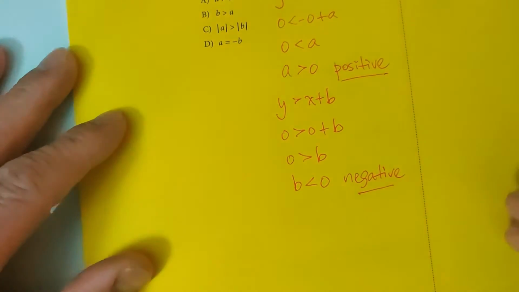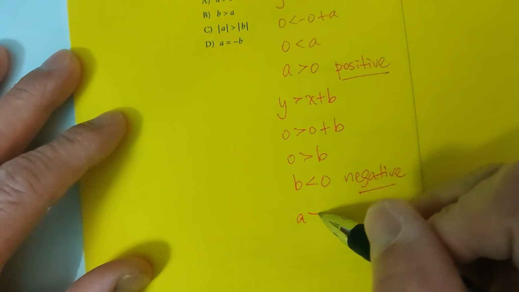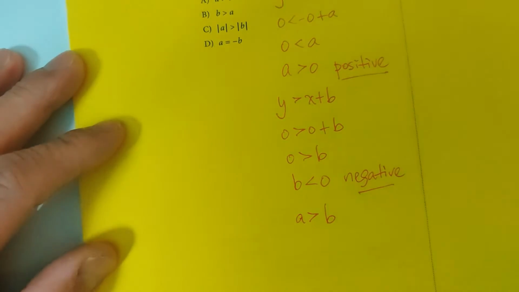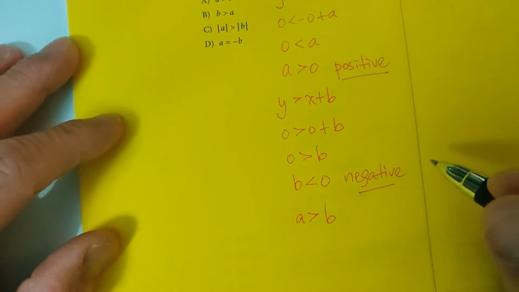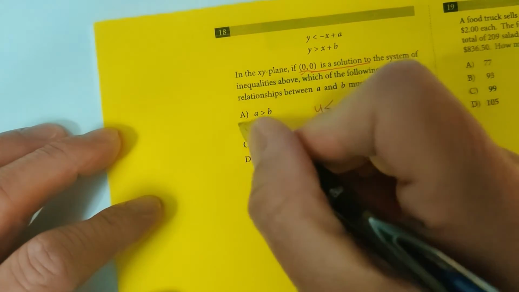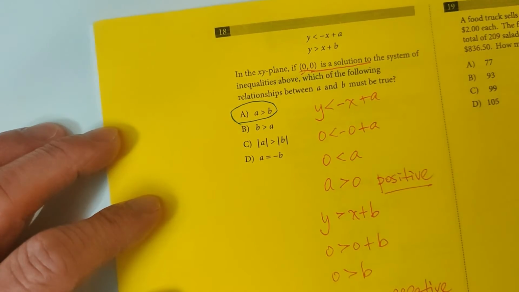So what does that mean? a has to be greater than b. A positive number must be greater than a negative number. So the answer would be a greater than b, which is choice A.